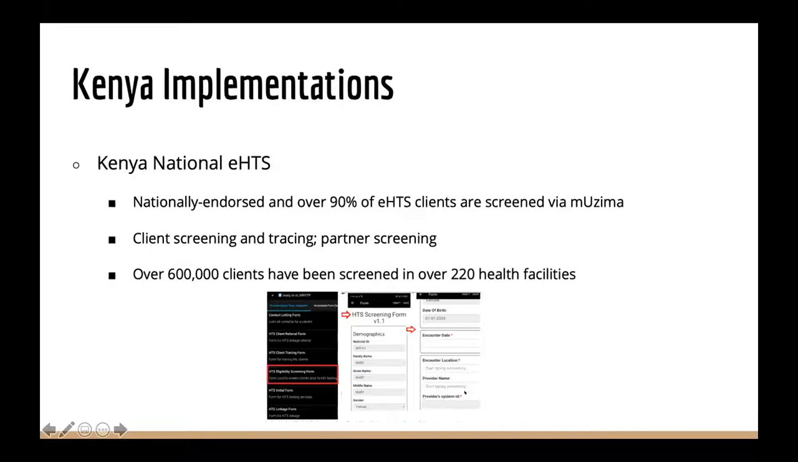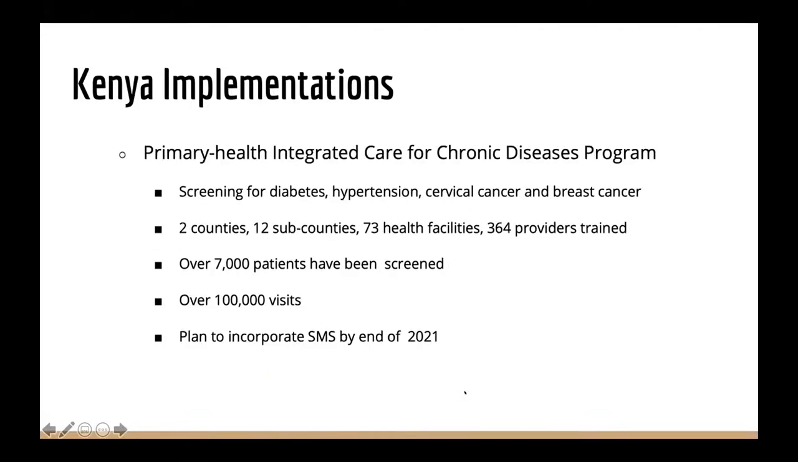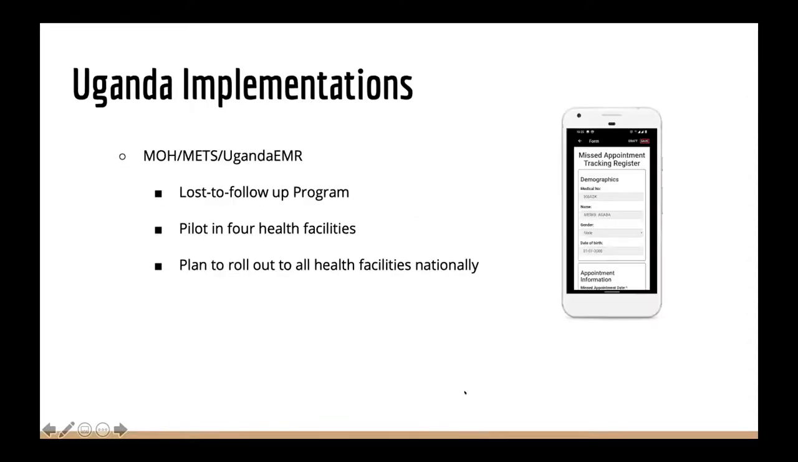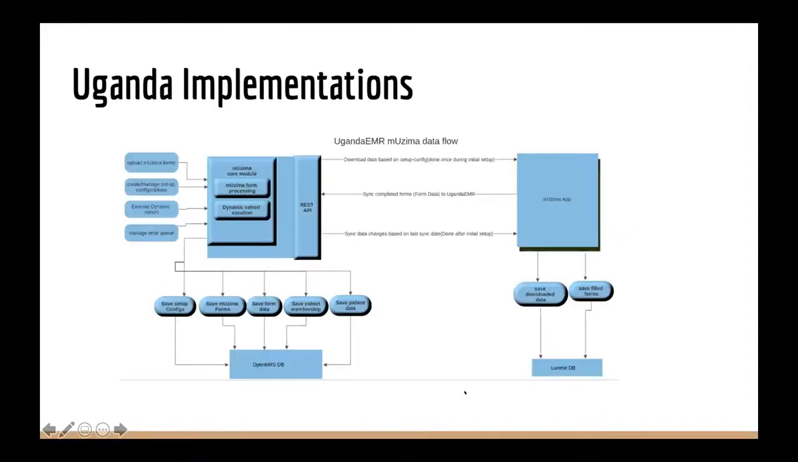Other implementation highlights: in Kenya it is being used nationally for the EHTS program, and it has screened over 600,000 clients so far. It is also being used for the chronic disease management program, and here's some information that you can see here. It is also being developed to support the DREAM program. For Uganda, it's being piloted in health facilities for the lost to follow-up program, and there are plans to roll out nationally.